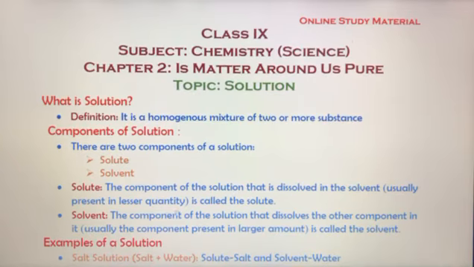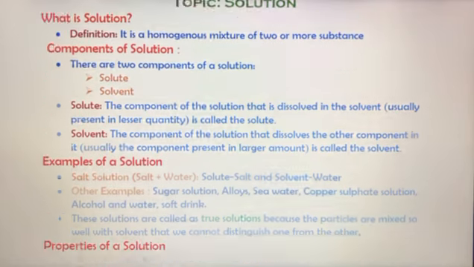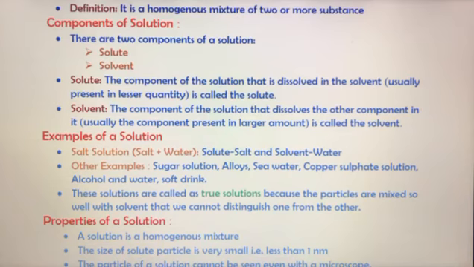Whereas the solvent is that component of a solution which dissolves the other component into itself, and it is always present in large quantity in a solution. This is why it is known as a solvent. So there are two components of a solution, solute and solvent. The one in less quantity is the solute, and the one in large quantity is the solvent. The solvent will dissolve the solute in it, and the solute gets dissolved in the solvent.